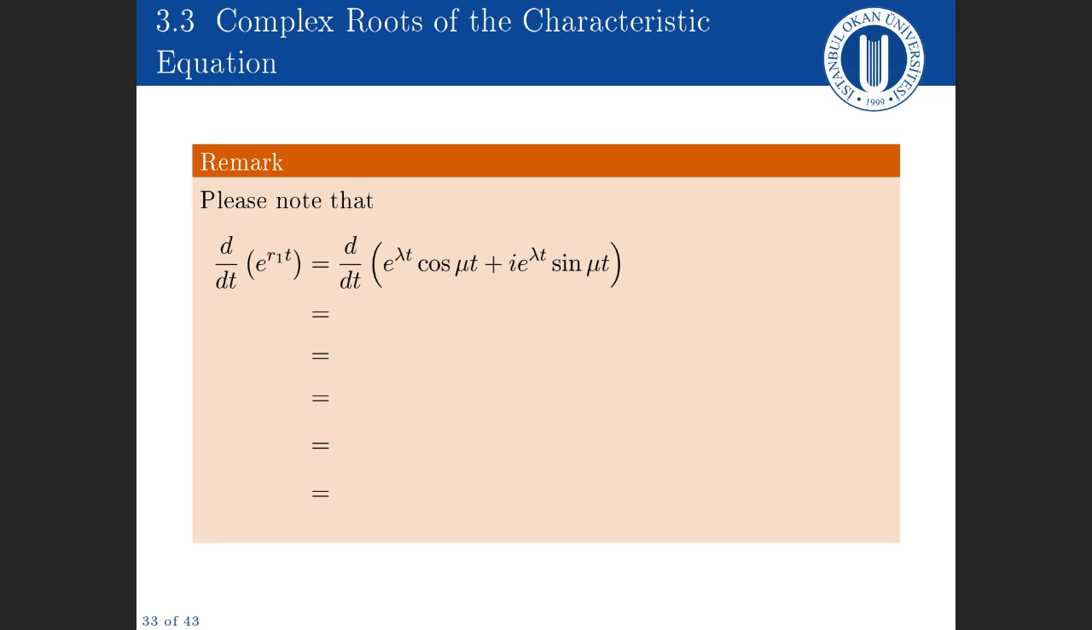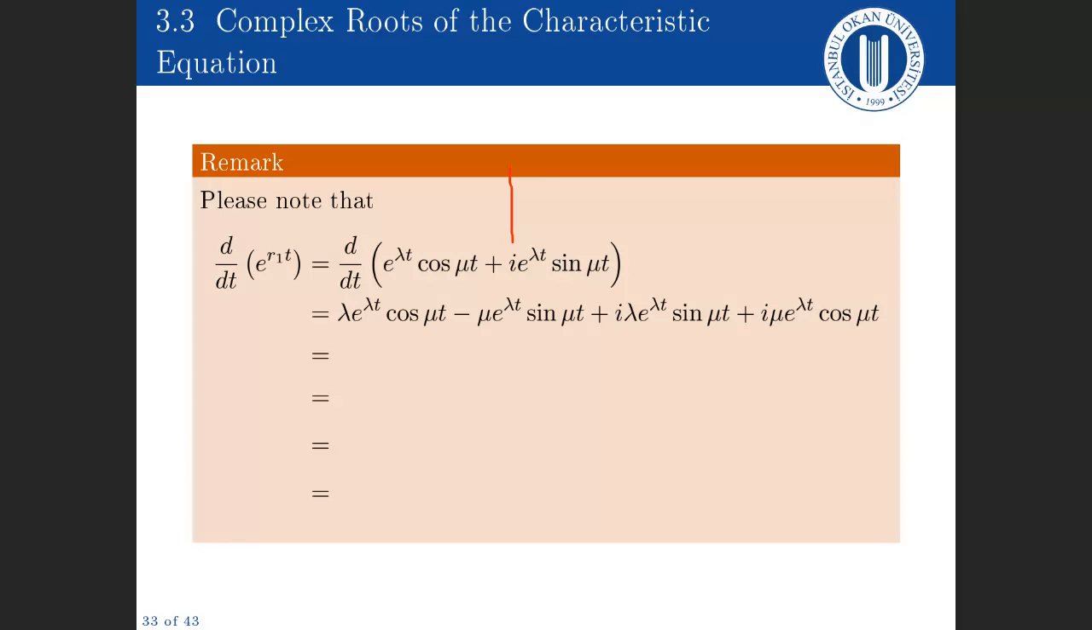Let me show you what happens if we differentiate this formula. I want to differentiate e to the power lambda t cos mu t plus i e to the lambda t sine mu t. Using the product rule, we're going to end up with four terms. First, the derivative of e to the power lambda t is lambda e to the power lambda t, and cos mu t stays the same. And then when we differentiate the cos mu t, we get minus mu sine mu t. And then we move on to plus i e to the power lambda t sine mu t.